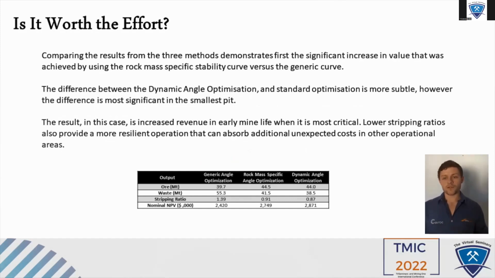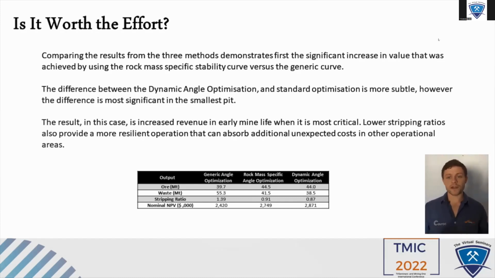Then we can compare the results. Mainly, we're looking at the ore and waste stripping ratio and the project value. Comparing the methods, moving to a rock mass specific approach really increases the project value and reduces the stripping ratio, which is what you would expect. Rock mass A indicates a much steeper slope angle than the generic slope stability curve, so you expect better economics from that.